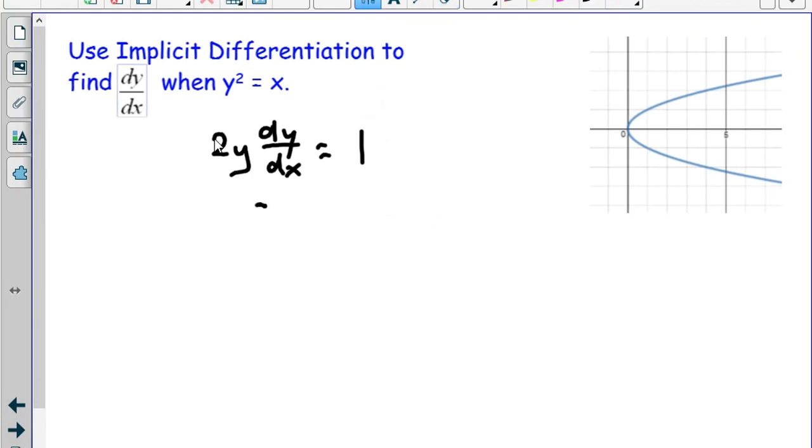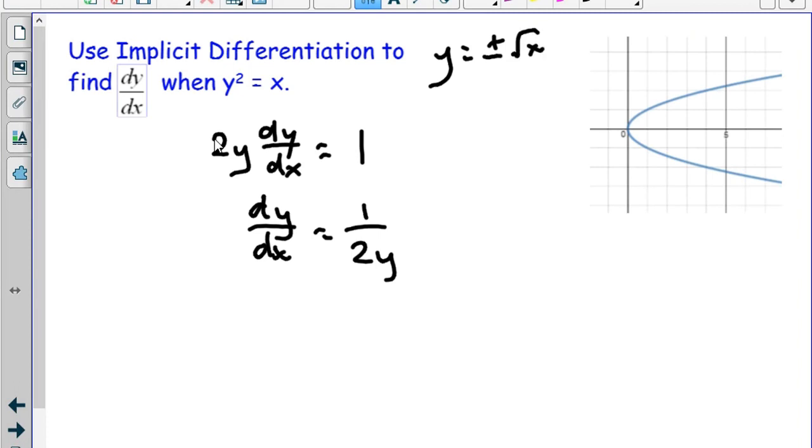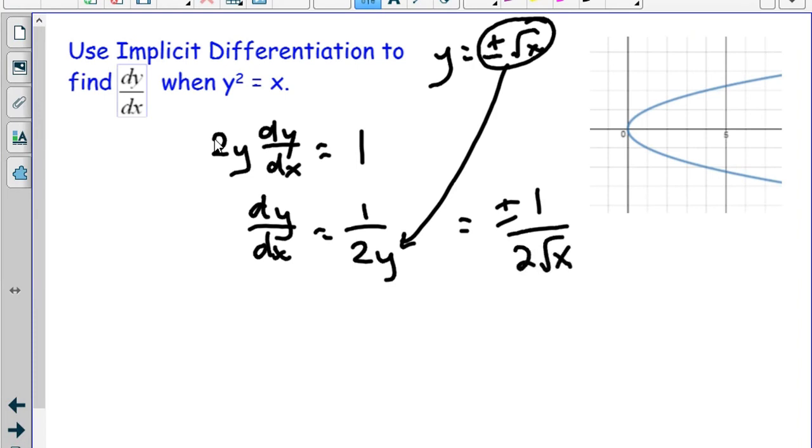Now, if I want to solve, I can get dy dx equals 1 over 2y. Notice what y is. Y, if we solved, was really plus or minus square root of x. So essentially what I'm getting is exactly the same thing that I originally got, okay? If I substituted plus or minus root x in here, I would get exactly what I originally got, which is plus or minus 1 over 2 root x, or plus or minus 1/2 x to the negative 1/2. I would have got the same thing.